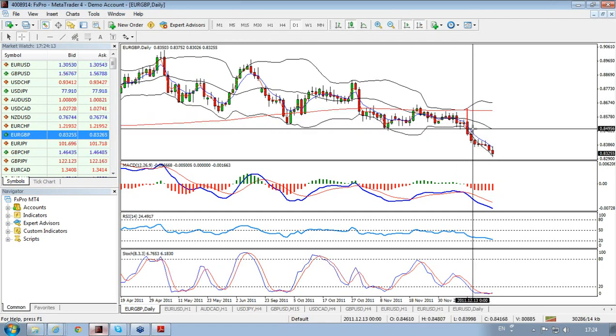Once again, don't look at the exact pip, friends. It's not so important. You can miss 1, 2, 3, 4, 5, 10, 15 pips if you are working on long charts. The most important thing is to recognize the area. There is no exact price.